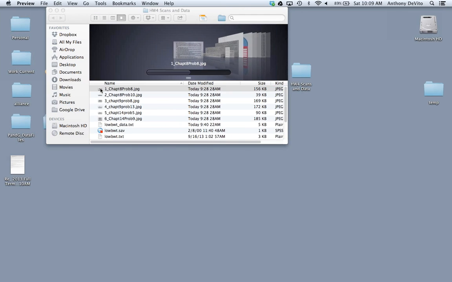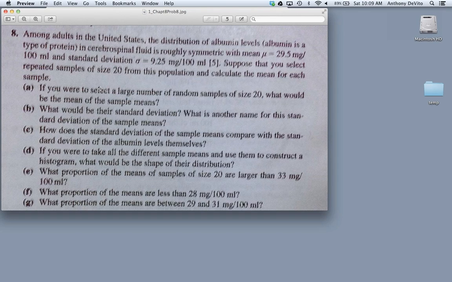Okay, so I'm going to take a look at this first problem from Chapter 8. A lot of these problems really covered material that we've been looking at over the past 2 weeks, so we're going to be reaching back a little bit to start off with. This first problem says among adults in the United States, the distribution of albumin levels is roughly symmetric with a mean. By roughly symmetric, I think they're hinting that you might be able to suspect that it's normally distributed, with a mean of 29.5 and a standard deviation of 9.25. I'm going to, for the moment, ignore the units because, since we're doing statistics on this, we're mostly going to be concerned about the numbers rather than the real world situation where the units would be just as important to us. Okay, so the mean is 29.5.